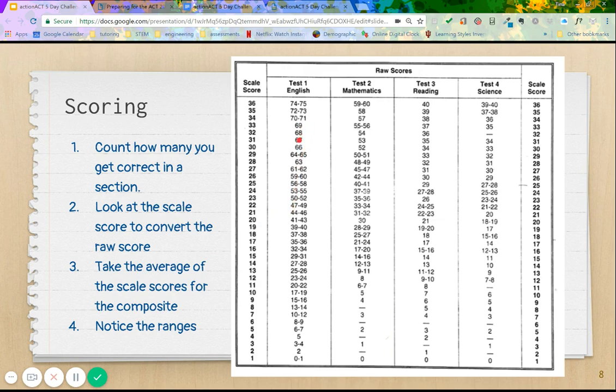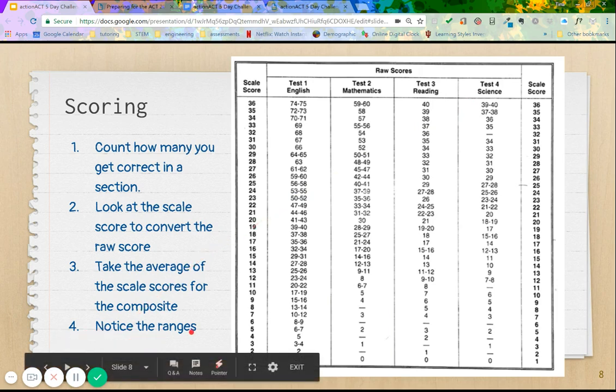And in order to figure out what your composite score is, you literally take the scaled scores that you get for each of the 4 sections, add them together, and divide by 4. The good news is they do round up. So if your goal is 26 and you get a 25.5 when you take the average, the good news is you have that 26.